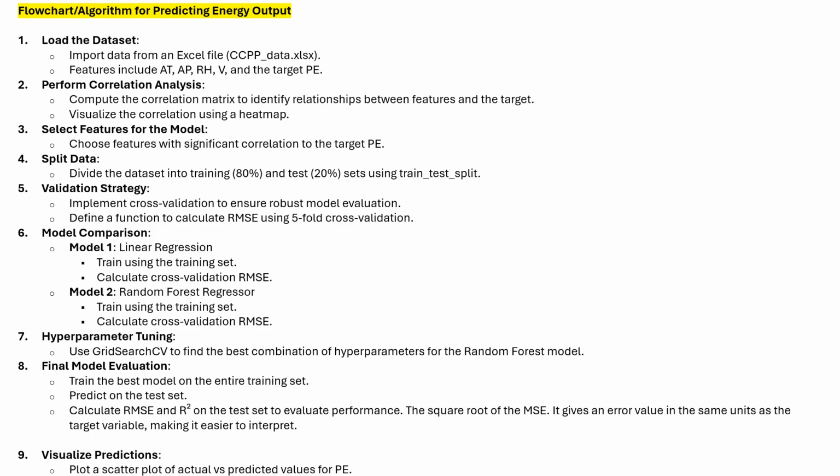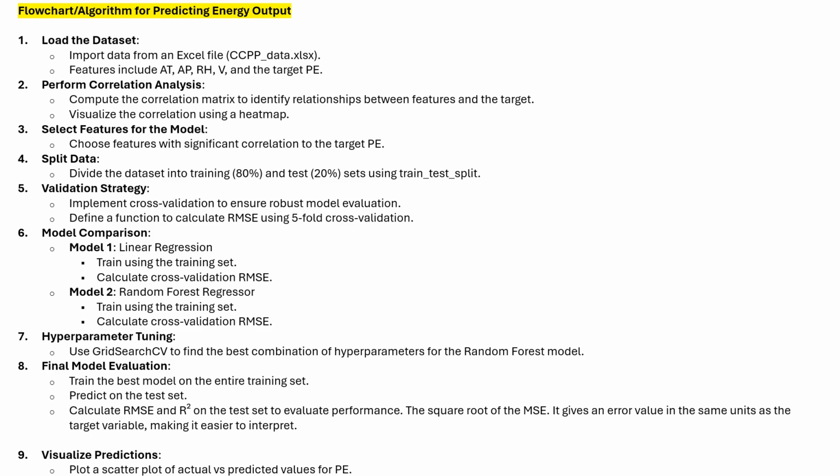Looking quickly at the flowchart or the algorithm for predicting the energy output, we start with loading the data, which is importing it from the Excel file, which includes all the features of X and the Y variable. Then we perform a correlation analysis to identify the relationship between the features and the target variable, and we also visualize the correlation using a heat map. Next, we select the features for the model with significant correlation to the target PE.